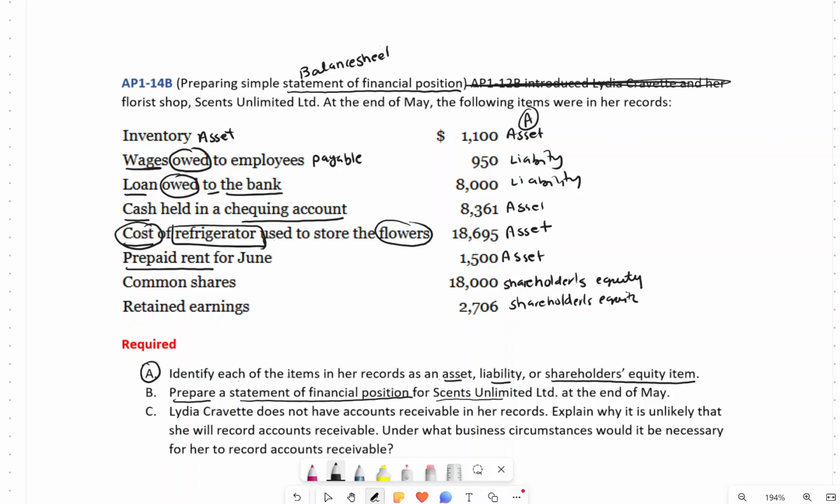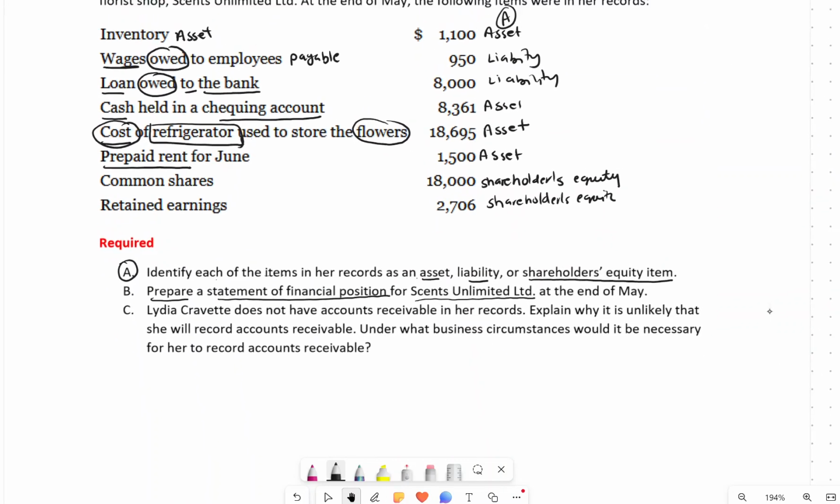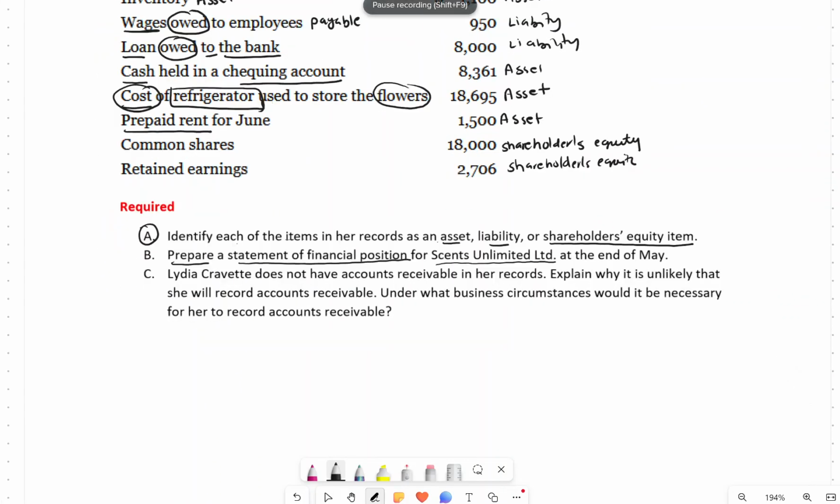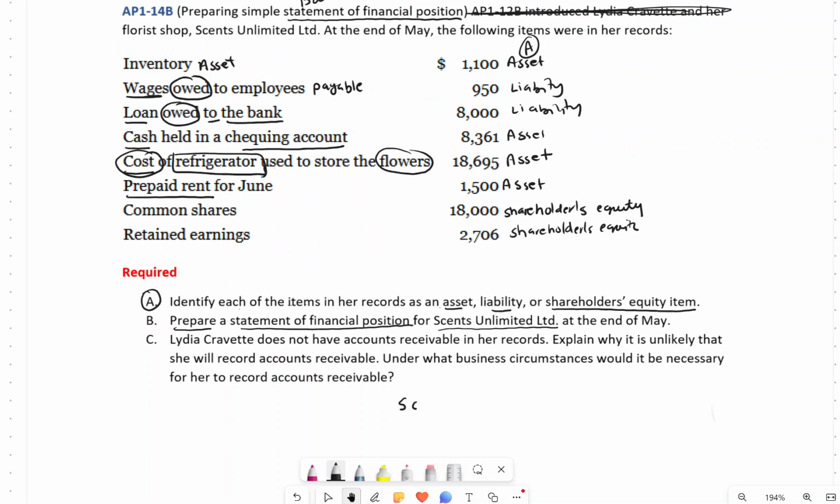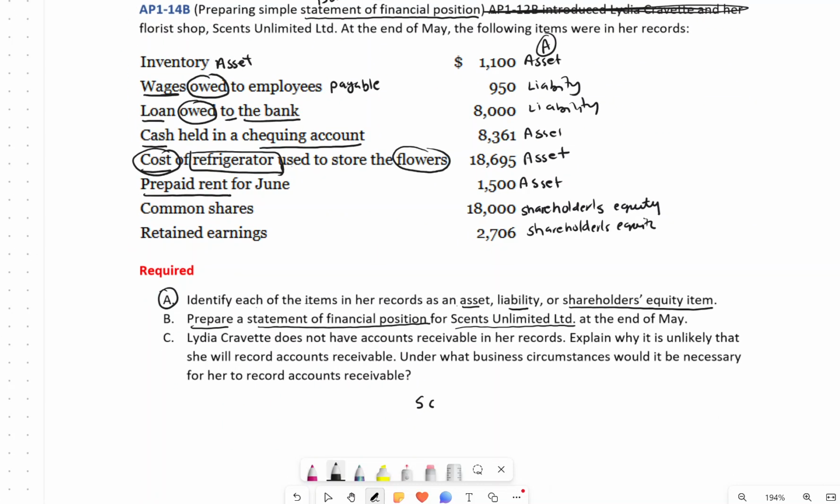Scent Unlimited Limited at the end of May. So what they're asking us to do is prepare it. When you do that, the name of the company, Lydia was the owner, so the name of her company is Scent Unlimited Limited. And what are we preparing? A statement of financial position. We're preparing it as at the end of May, whatever the year is.